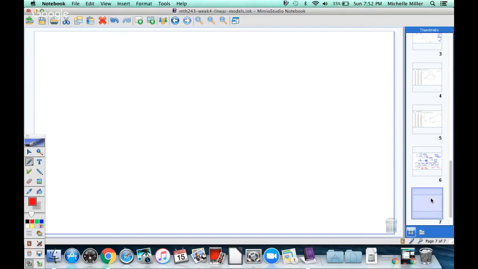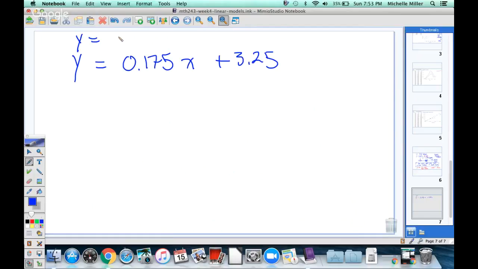So I have another example here where y equals 0.175x plus 3.25. Let's interpret that. The y value in this case was the minimum wage in US dollars, and x is the year after 1990.